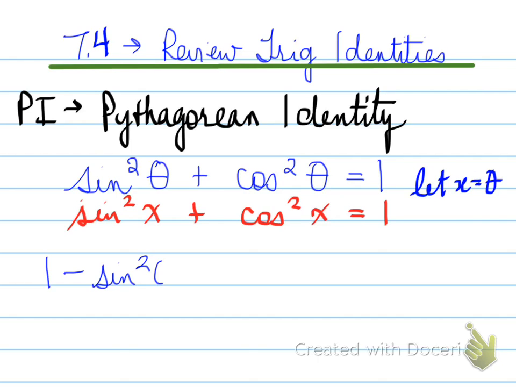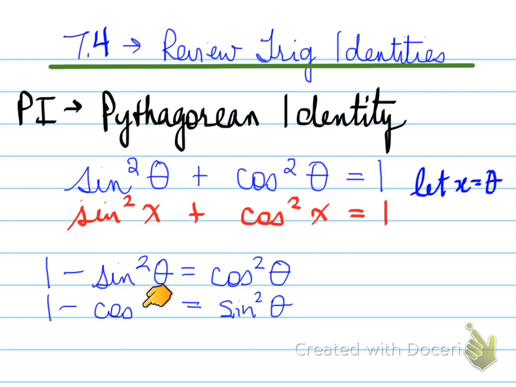All right, now, sine squared theta plus cos squared theta equals 1 can be manipulated to give you, for example, if I want to find the value of cos squared, that is equal to 1 minus sine squared. And I can do the same for sine squared theta, and that will equal 1 minus cos squared theta. Now, there are different versions of the Pythagorean identity.